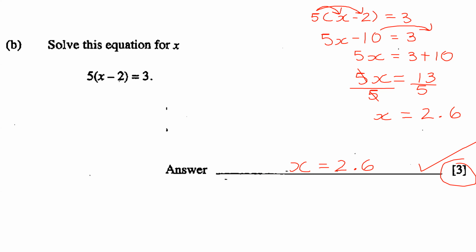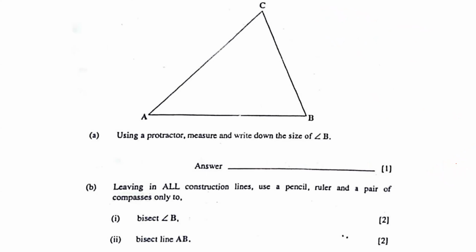Let's go on to question number 12. Now, the interesting thing about question number 12 is that it is a geometry question. So we need a protractor, we need a compass, we need a pencil, and a ruler to complete this question accurately. Okay, so the question says, use a protractor. So I'm using a protractor, measure and write down the size of angle B. This symbol right here means angle. This is angle B.